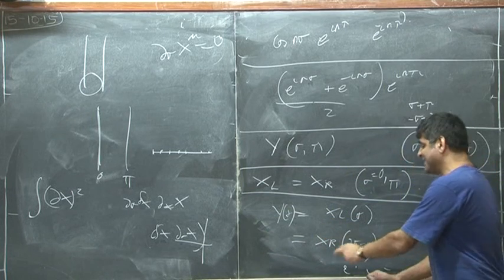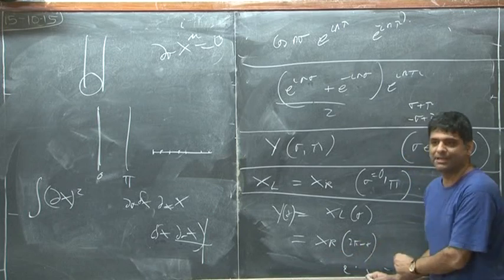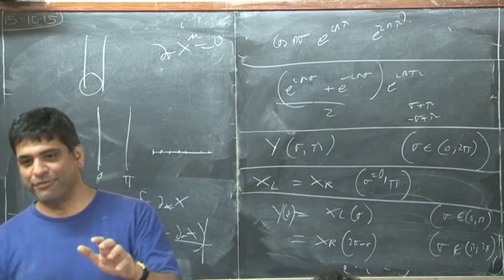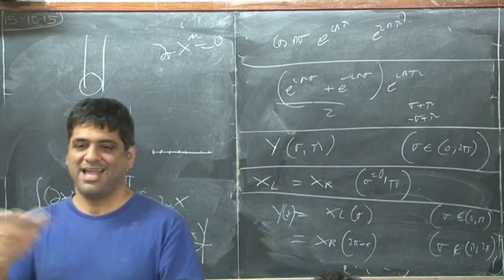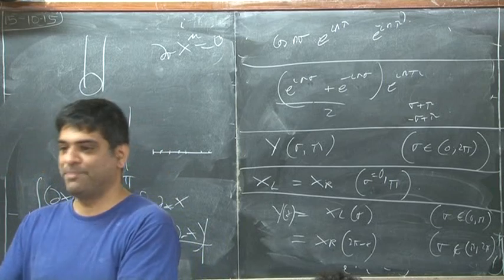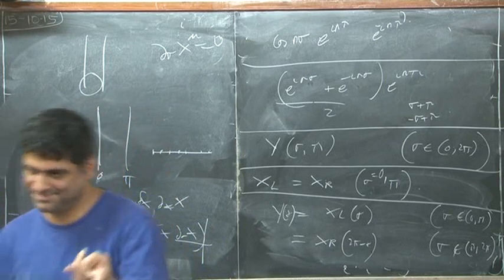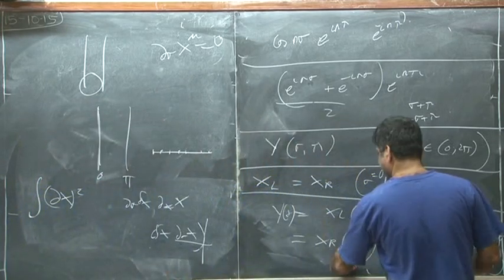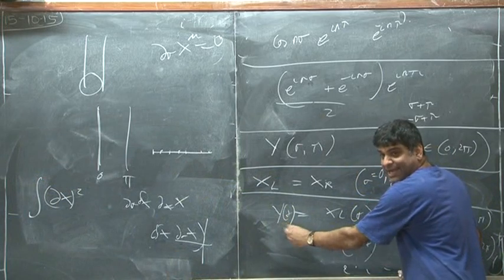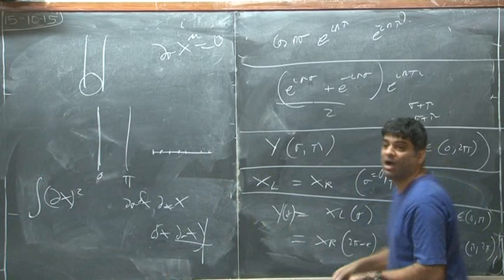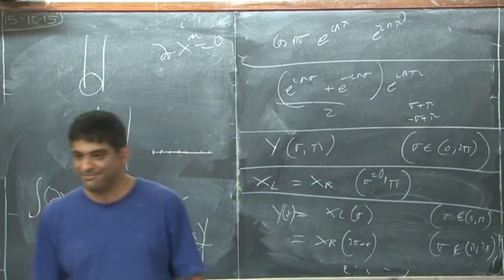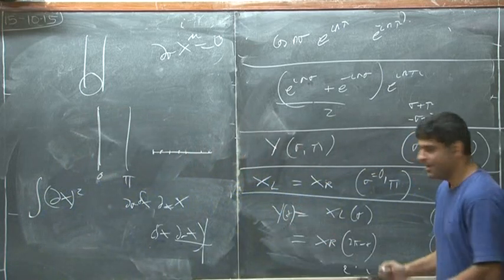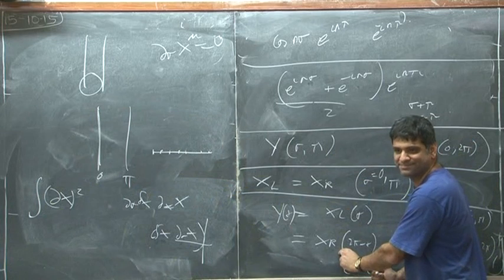Firstly, x right of 2 pi minus sigma is a left moving function. Because it was a right moving function of tau and sigma, but then you replace sigma by 2 pi minus sigma, so it becomes a left moving function. Okay? So this definition gives you a completely left moving function on the range 0 to 2 pi.